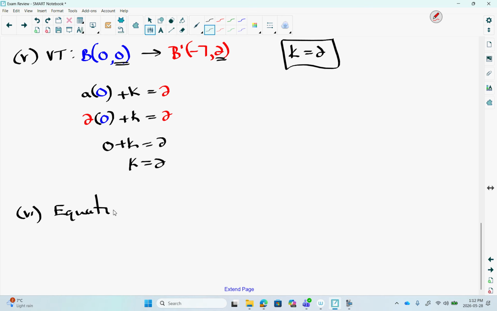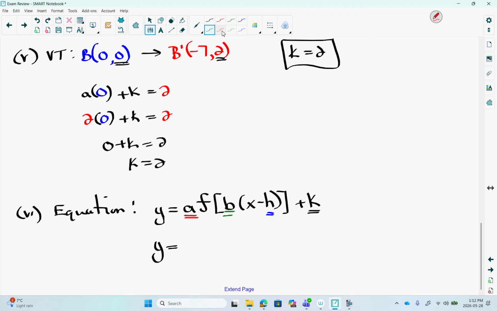Now remember, the equation, it's not the mapping rule. I want my equation like so. Y equals A times F, B times X minus H, close the brackets twice, plus K. Your A value was in step 2. Your B value was in step 3. Your H value is in step 4. And your K value is step 5. So here's what I would write for the equation of that red curve.